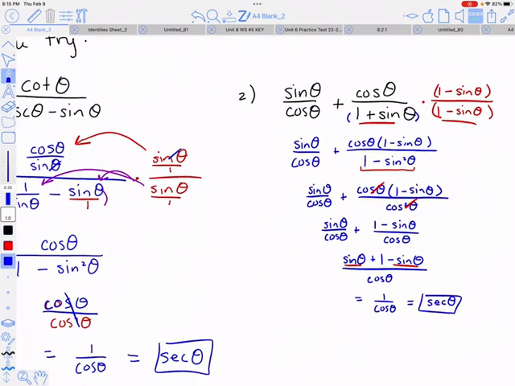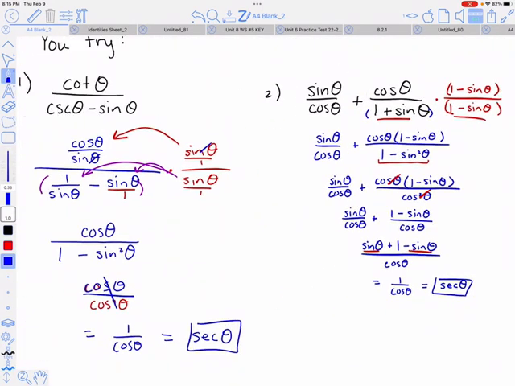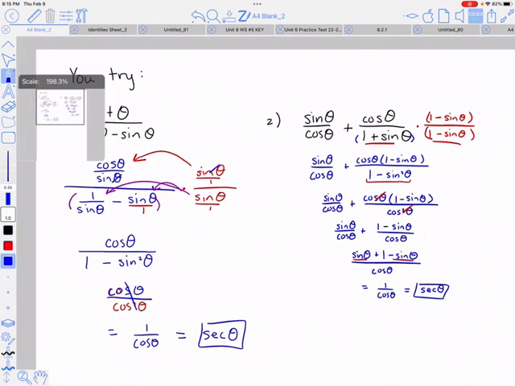So yeah, that's simplifying expressions, and hopefully you have this identity sheet because I'm trying to leave it for the sub.